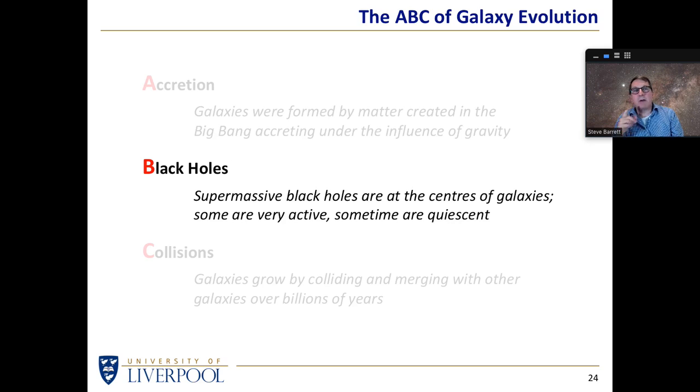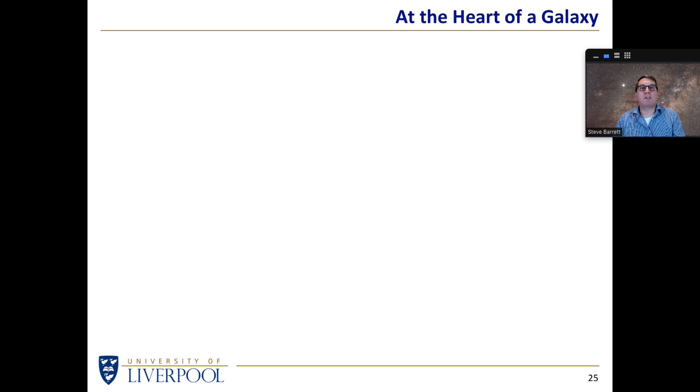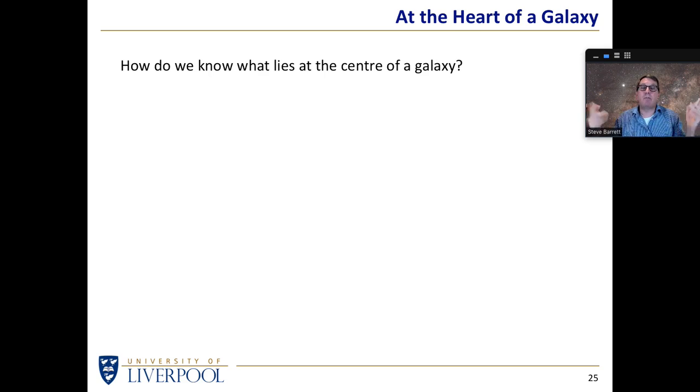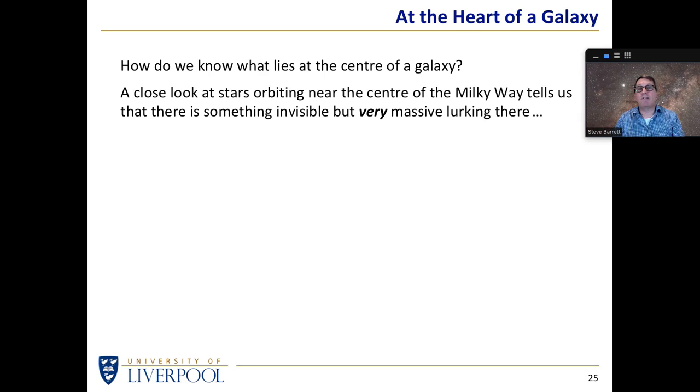So let's have a think about the second element of the ABC. The B is for black holes. Black holes at the centres of galaxies. So how do we know what lies at the centre of a galaxy? How do we know what lies at the centre of our own Milky Way galaxy? That's relatively close compared to most other galaxies, so let's look there first.